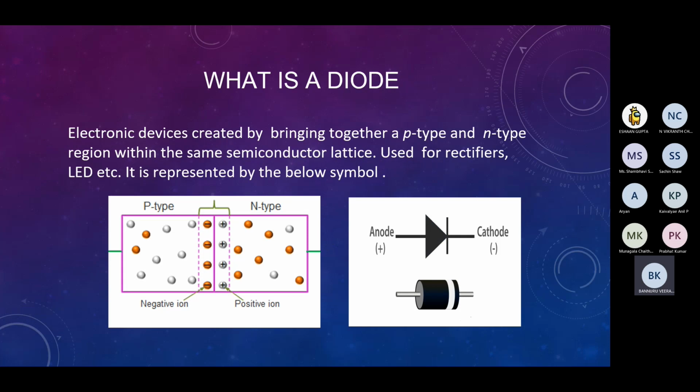Okay. What is a diode? This is the basic semiconductor device. It is created by bringing both p-type and n-type regions in the same semiconductor lattice. So this is how it looks. This is how we will represent it with this symbol, and this is how actually it is. We will be using diodes for rectification and LEDs, etc.